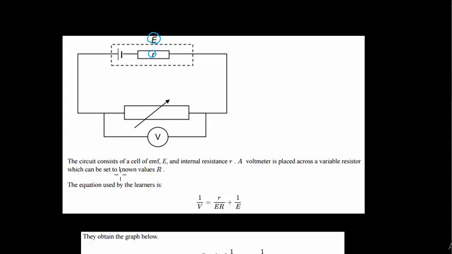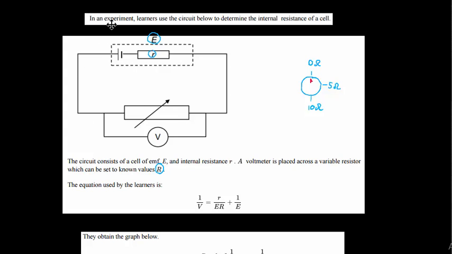which can be set to a known value R. So the external resistor, we can change its resistance, and we know what that resistance is. So for example, it is a knob, and we can show it has 0 ohm or 5 ohm or whatever. We can change its resistance as we turn that knob. That's just an example. The equation used by the learner is the following.